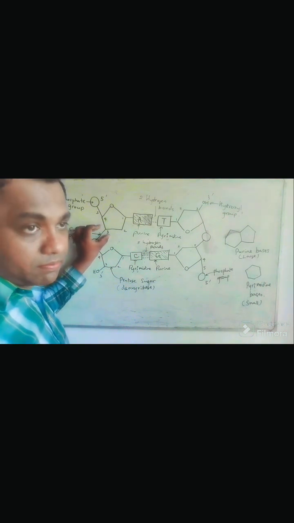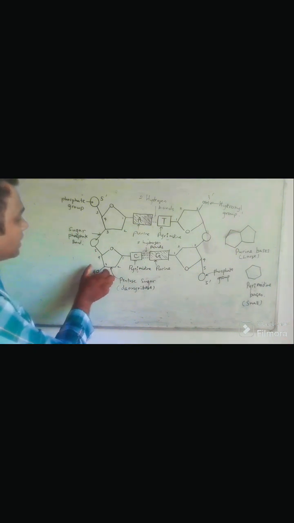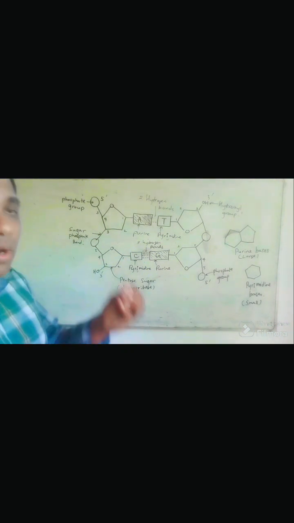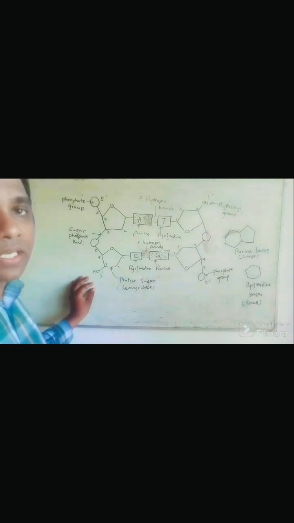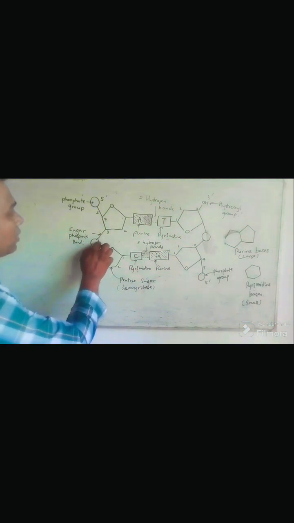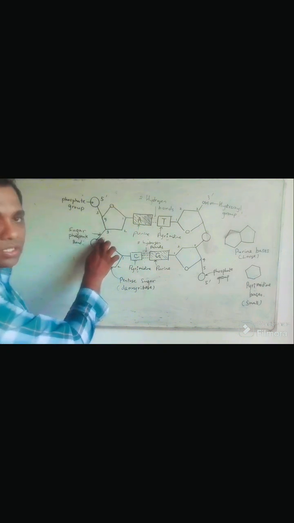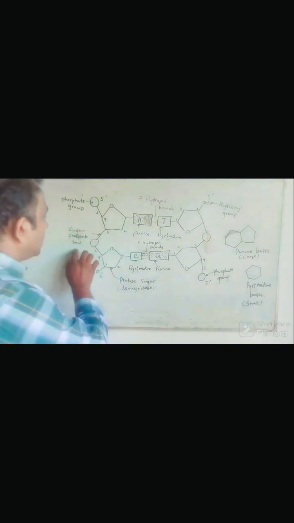Then the other one is the 3rd carbon. The 3rd carbon has a hydroxyl group. This hydroxyl group has the ability to make a bond with the phosphate group below, if a nucleotide is available. With that, it makes the bond between this sugar and phosphate. We call it the sugar phosphate bond here.